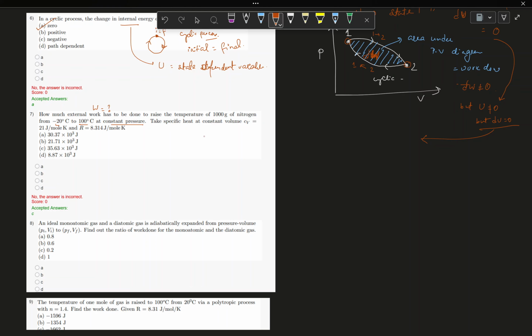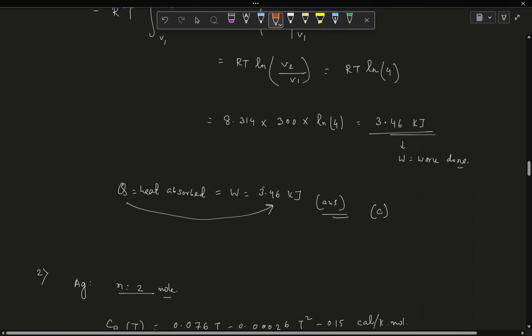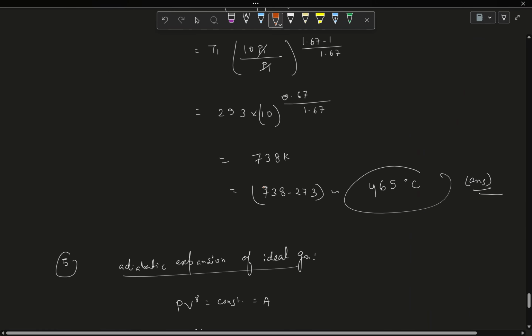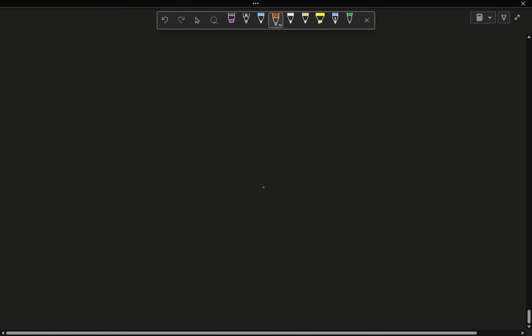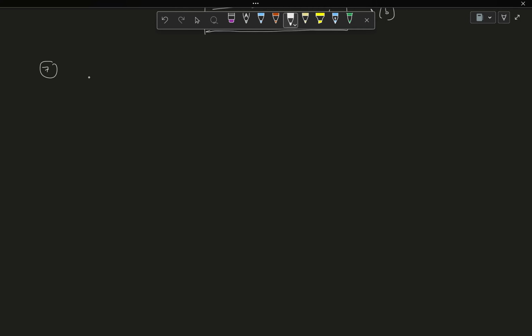The specific heat at constant volume is given and R is given, and you have to calculate the W, and 1000 gram of nitrogen. So from here you can calculate the mole number for this amount of nitrogen, right? So this is the whole point of the problem. Now let me again solve this elaborately. This is our question number 7. Okay, and so just 1 second.